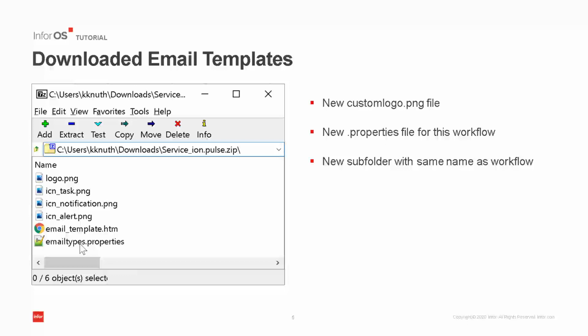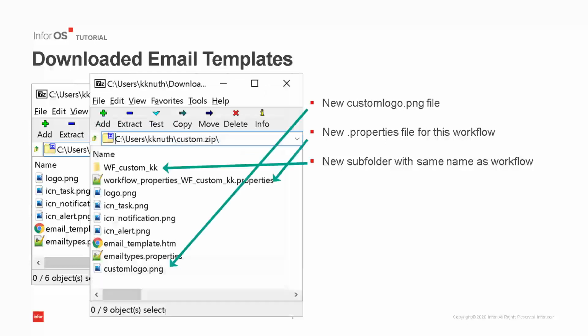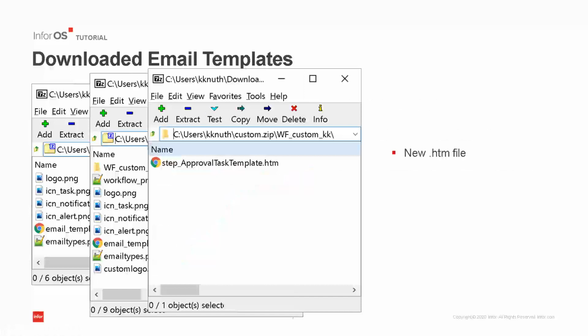One will be a custom logo for that blue logo that we saw in the example. A properties file, we'll explain what that is. It's just a text file that I'll explain later. And then a subfolder with the same name as the workflow. So when we make our changes, what this zip file is going to look like afterwards is like this. The subfolder will have 1 file in it, and this will actually be an HTML-based layout of the email that we want to send.